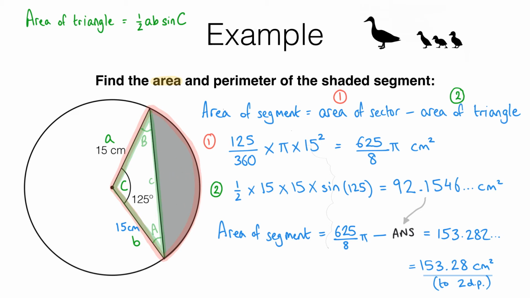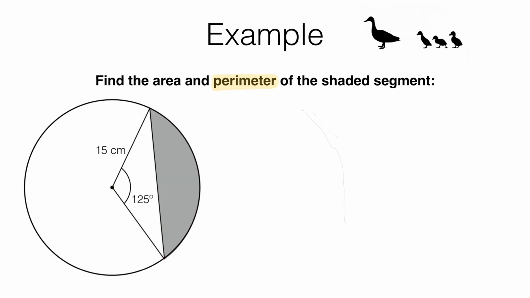It's now time to find the perimeter. The perimeter of this shaded segment is simply the distance all the way around it. And you can see it is made up of 2 parts. We have this straight bit, which is a chord of the circle, and we also have this curved bit, which is an arc of the circle. So let's write that down.